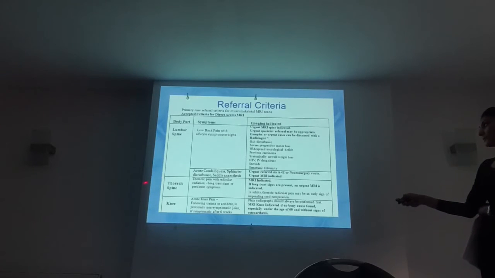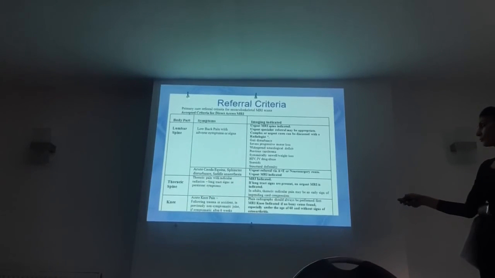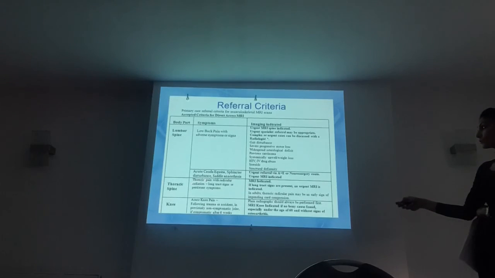So same with the thoracic spine. Again, if they've got some track signs or they've got ridiculous pain, then MRI, urgent, or again, depending on what sort of symptoms they're presenting with, that will determine whether it's a standard MRI or an urgent MRI.